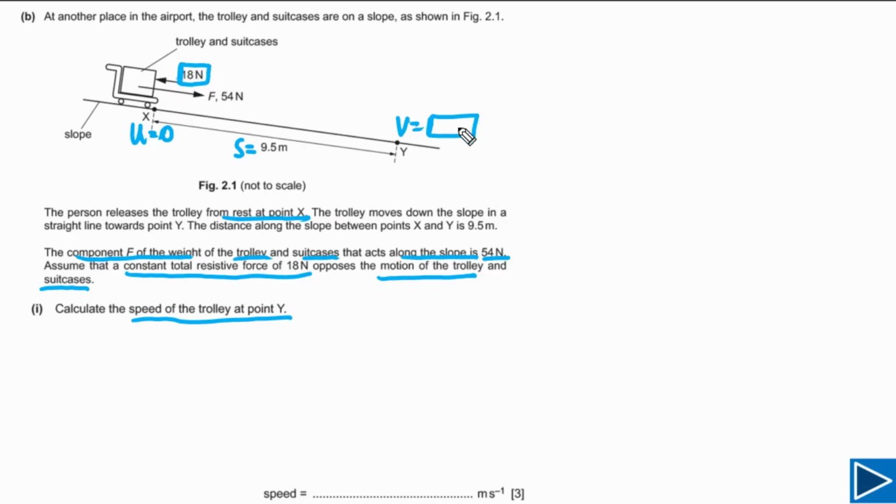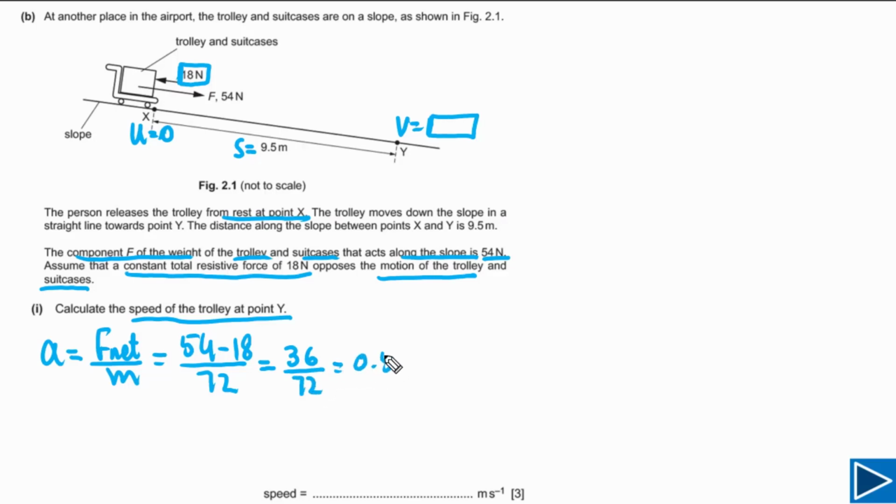We need to find out v. Now this question is quite straightforward. First of all, we need to calculate the acceleration of the system, which will be equal to F net divided by the mass of the system. F net in this case will be equal to 54 minus 18, divided by the total mass of the system, which is 72. If we solve this, 54 minus 18 is equal to 36, divided by 72, and this will be equal to 0.5 meters per second squared. And this acceleration is constant.